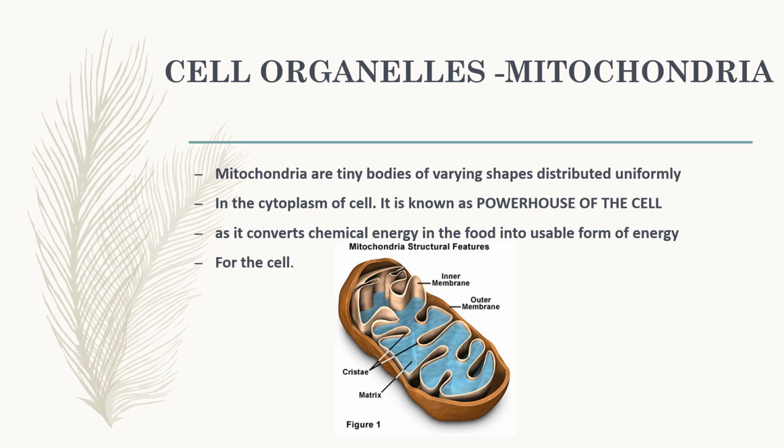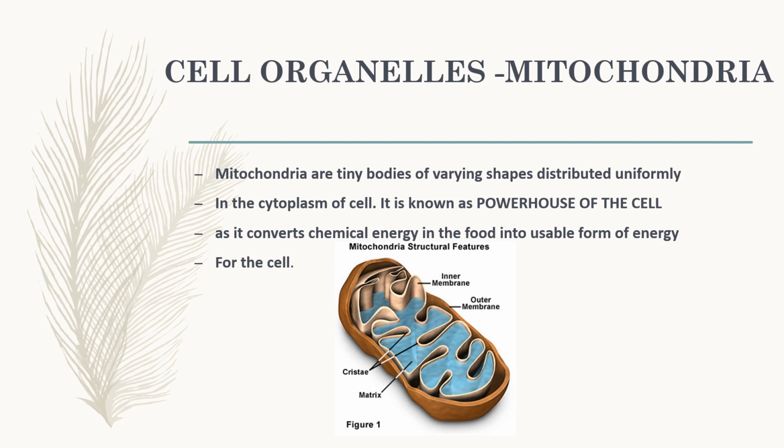Now we will take the different cell organelles. The first is mitochondria. What are mitochondria? Mitochondria are tiny bodies of varying shape distributed uniformly in the cytoplasm of the cell. It is also known as the powerhouse of the cell. Why? Because it converts chemical energy in the food into a usable form of energy for the cell.